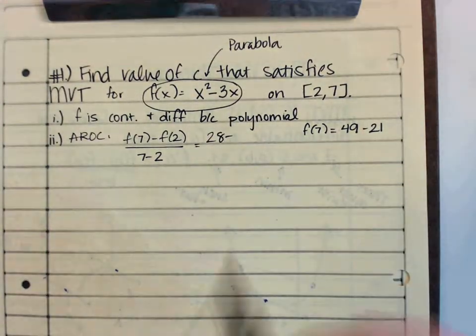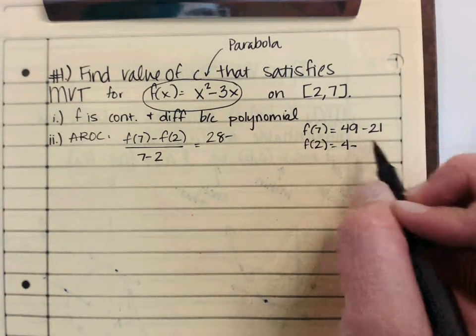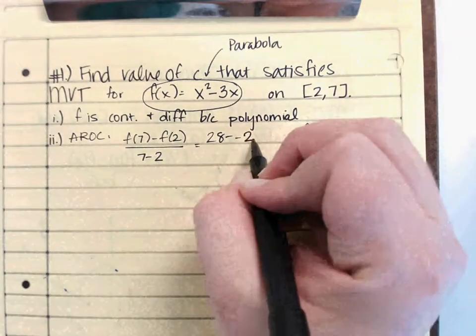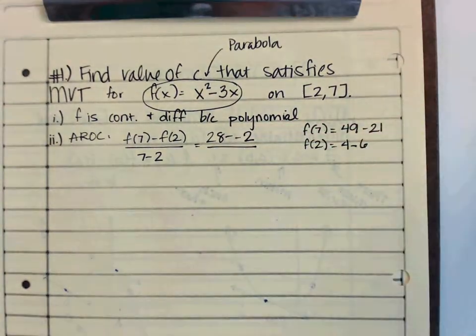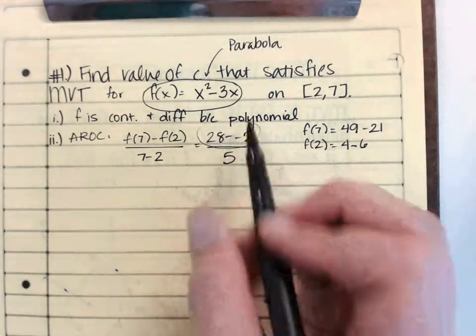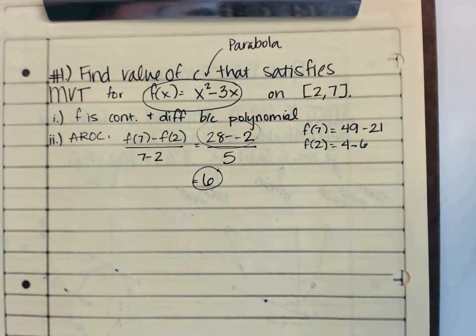Next I need to find f of 2. So that'd be 4 minus 3 times 2 is 6. So that's a negative 2. So it'd be plus 2, correct? It would be a plus 2, and then on the bottom 7 minus 2 is 5. So I have 30 divided by 5 is 6. That is the exact average slope for the interval.